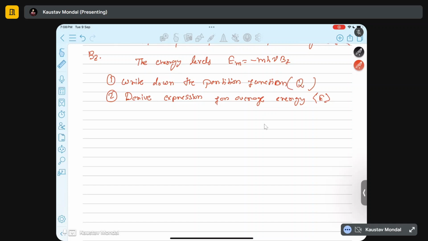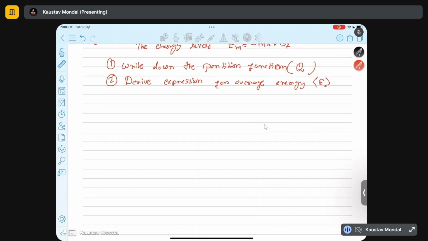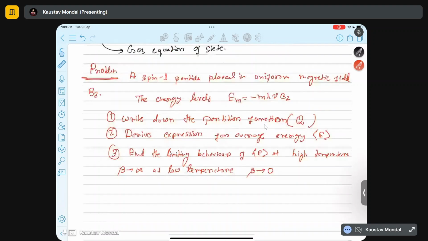Partition function is Q, average energy is angular bracket E, and lastly you have to find the limiting behavior of Q at high temperature, that means beta tends to 0, and at low temperature, that means beta tends to infinity. So these three are the problems.